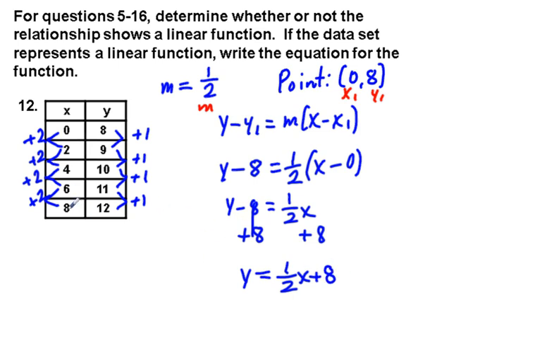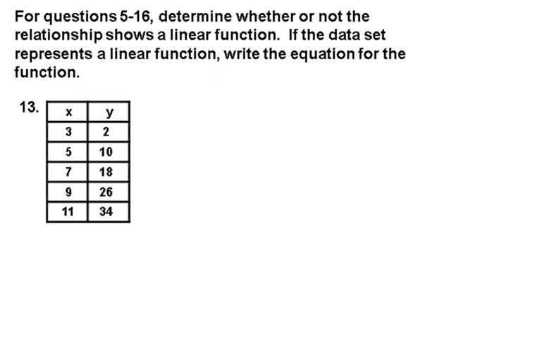And we could try this for any one of them. We can try any point. 8, 1/2 of 8 is 4. 4 plus 8 is 12, and so on. We can check these out for different situations. They will all check out. And this is our correct answer. Now we're going to go on to problem 17.